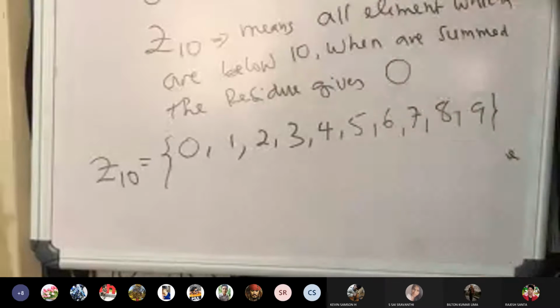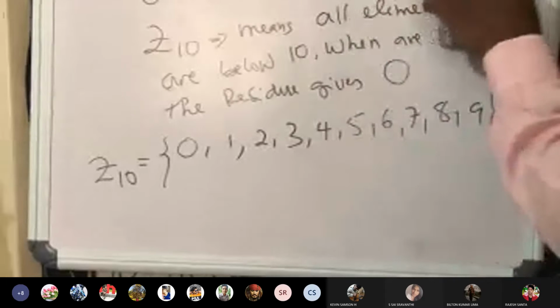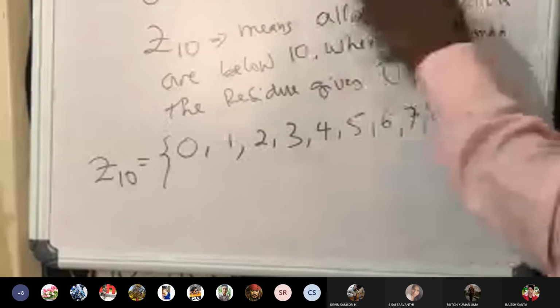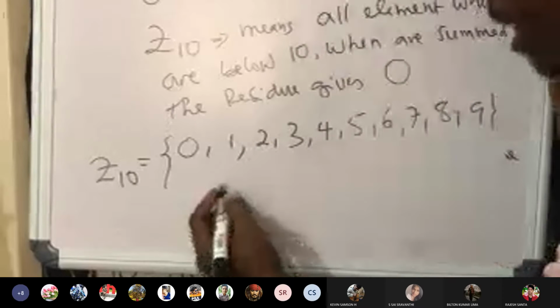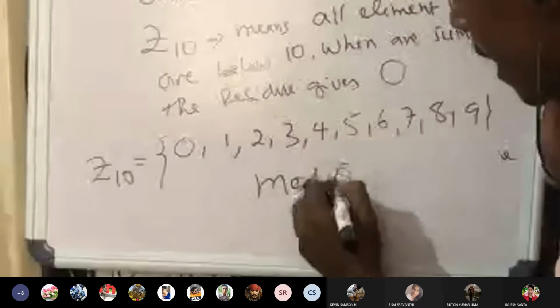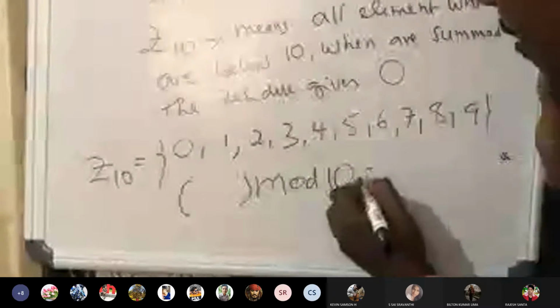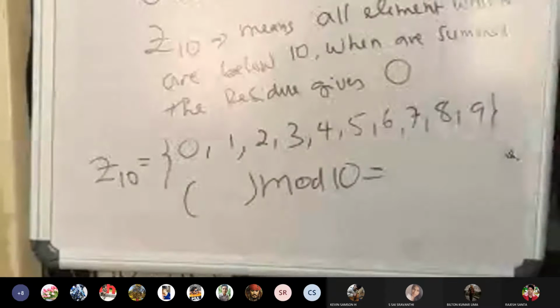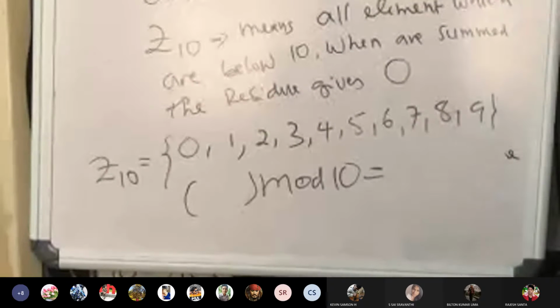So now, as you can see, I want you to be wakeful and to unmute yourself and tell me, what are the numbers which we take, let's say, mod 10? What are the numbers we can add and they give the residue equal to 0? What are those numbers?